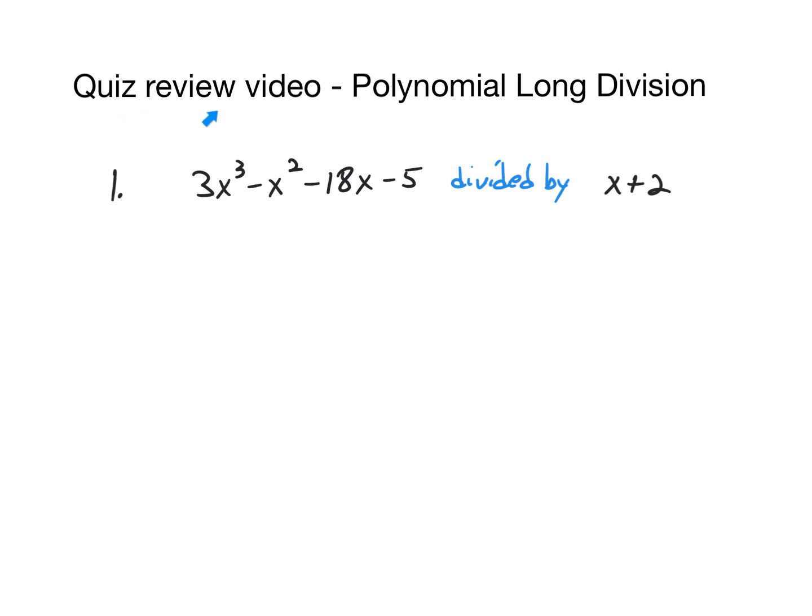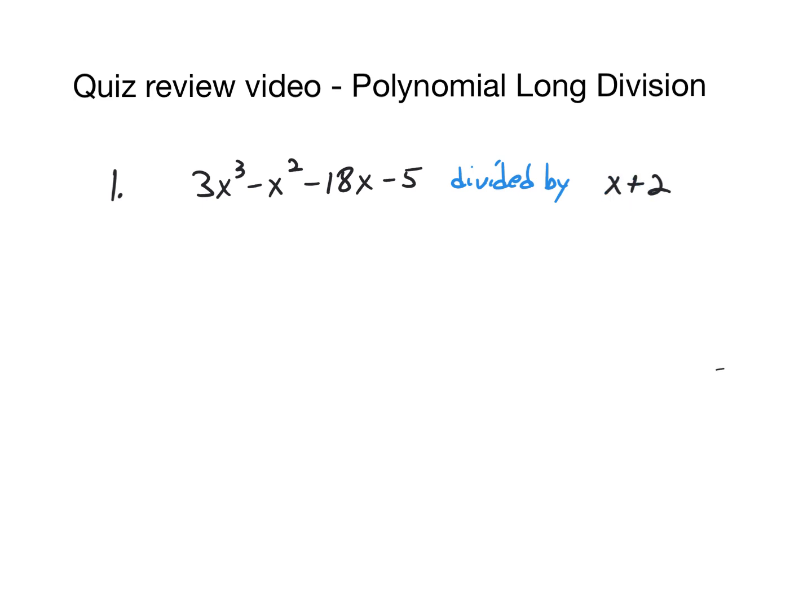Okay, in this video, I'm going to be reviewing polynomial long division. So in this first example, 3x cubed minus x squared minus 18x minus 5 is divided by 1x plus 2. Because this one is being divided by a simple 1x plus 2 factor, we can use what's called synthetic division.